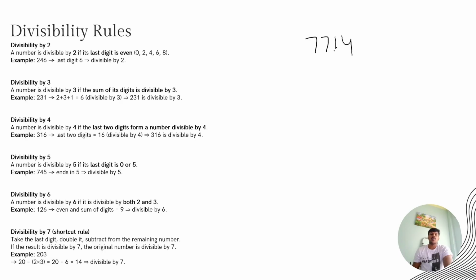Let us take a number and check whether it is divisible by 7 or not. What I'm going to do is make the last digit double first, and subtract it from the remaining numbers. 4 to 8. Now check how much you are getting. See, this is 3, and this is 6, and this is 7.